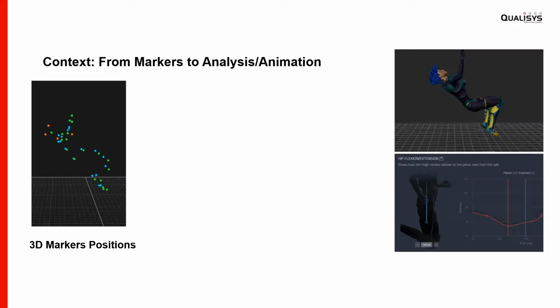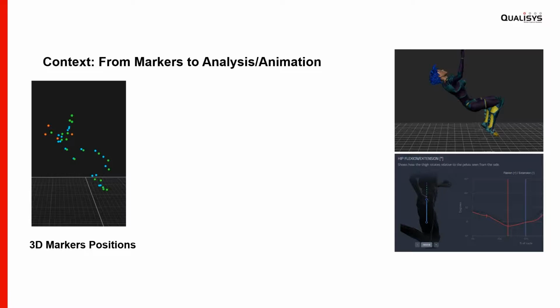In general, what we want to do with motion capture, and especially when we deal with humans, is to go from markers to either animation or analysis. Animation, like you can see here in MotionBuilder, for instance, if you want to have an avatar. And also analysis, if you want to analyze the body segments of a person.